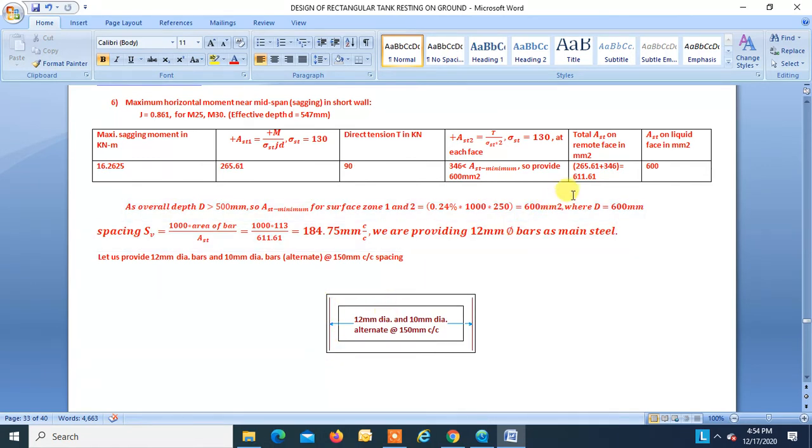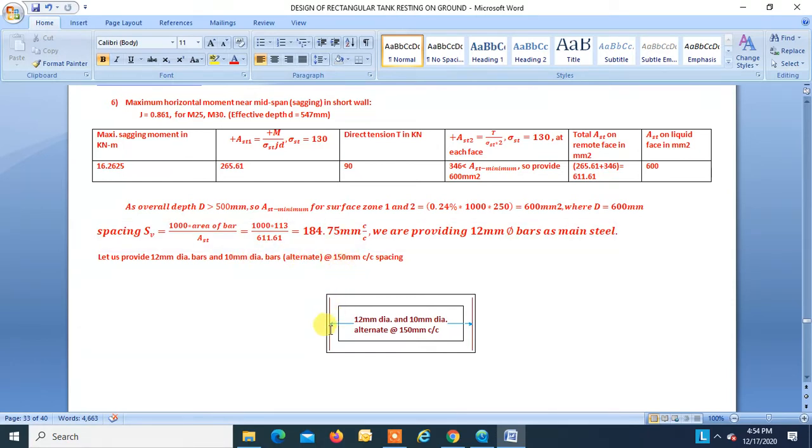So this is 611.61, which is greater than 600. This is 346, which is less than 600. So on the other face you have to at least provide 600 square mm per meter. Now this spacing is found to be 1000 into area of bar divided by AST, that is equal to 184.75 center to center. So I am reducing this spacing to 150 by providing alternate bars, that is 12 plus 10, and the spacing I am reducing to 150.